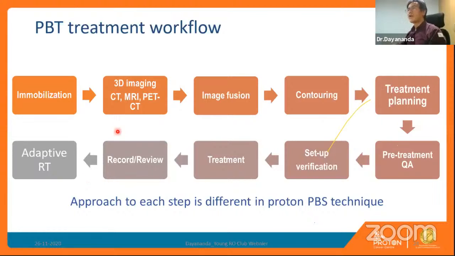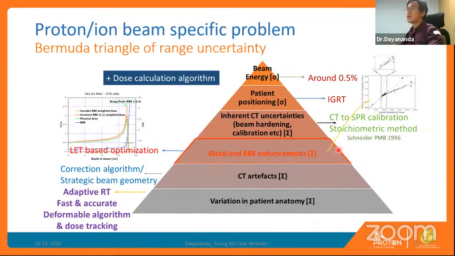But the way we execute, or the way we approach each and every step of this process, is completely different. The reason it is different is because of uncertainty. Not only for proton, all charged particles are vulnerable to these kinds of uncertainties, which are there in photon radiation therapy also. But protons are more sensitive to these uncertainties compared to photon radiation therapy.